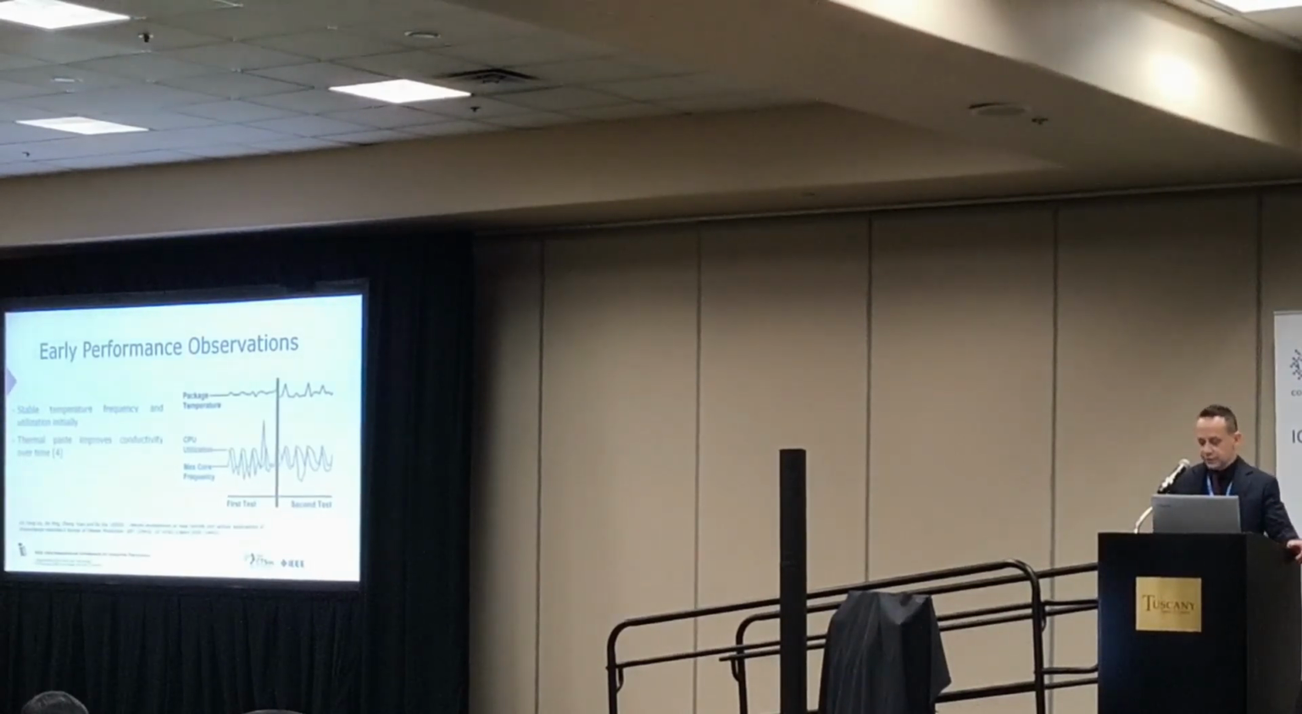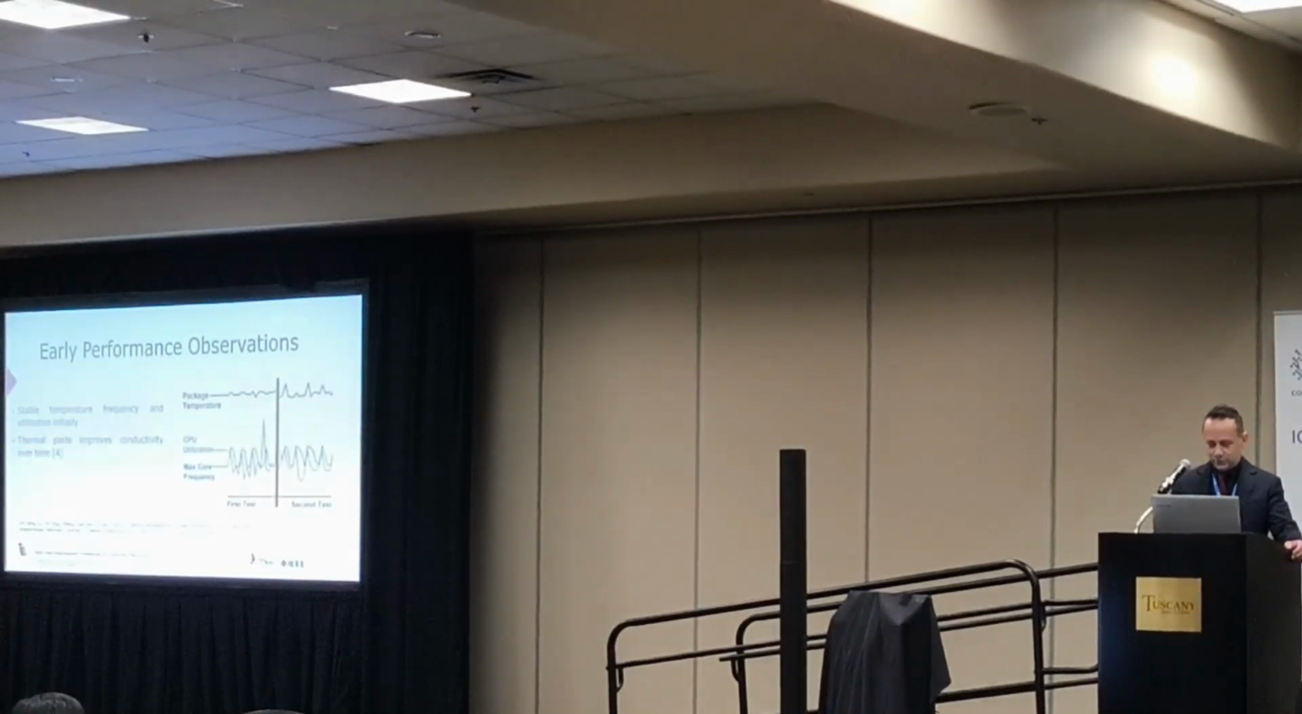So here we see the reason why we had improvement in the previous testing, because the package temperature in the first test was a little bit higher than in the second test, and this resulted in a little bit increased max core frequency in the second test, which means that the temperature of the CPU was a little bit higher, preventing it from operating at higher frequency. This test goes through.